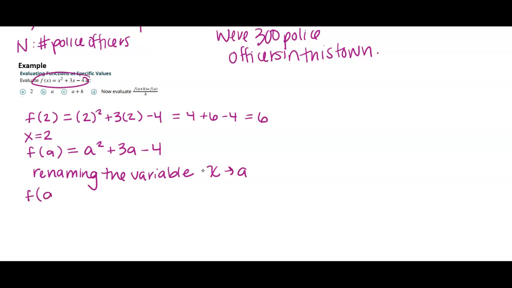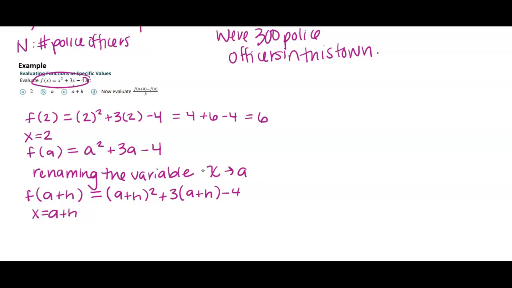All right, let's look at f of a plus h. Now this is where it gets a little bit tricky. Remember, everywhere I see an x, I'm going to plug in, so that x equals a plus h. Now, before it said add these first and then apply the function. Well, a and h are two different variables, so I cannot combine them in any way. I'm going to just input them everywhere I see an x.